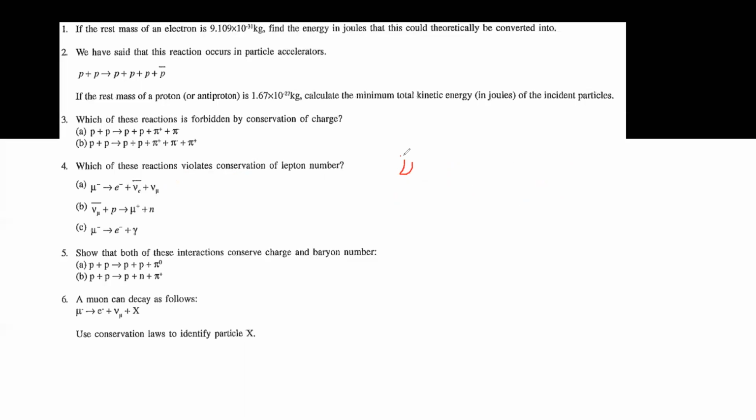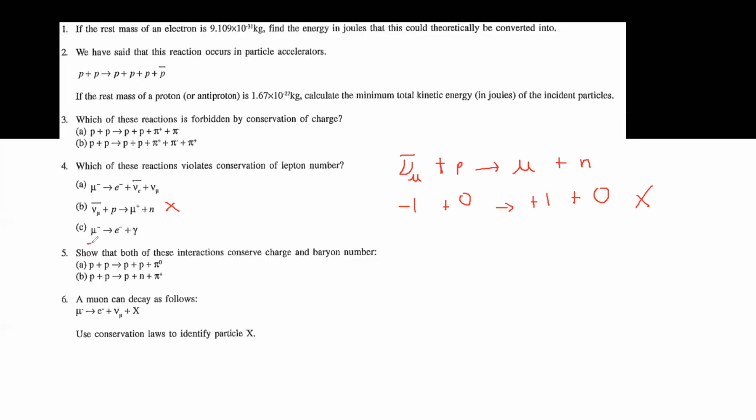In the other one, you have a muon anti-neutrino plus proton gives muon and neutron. This anti-neutrino is an anti-lepton, so it's minus 1. The proton is a baryon, so its lepton number is 0. The muon is also a lepton, so it will be plus 1. And the neutron is a baryon, so lepton number 0. So this interaction cannot occur because it violates the lepton number.